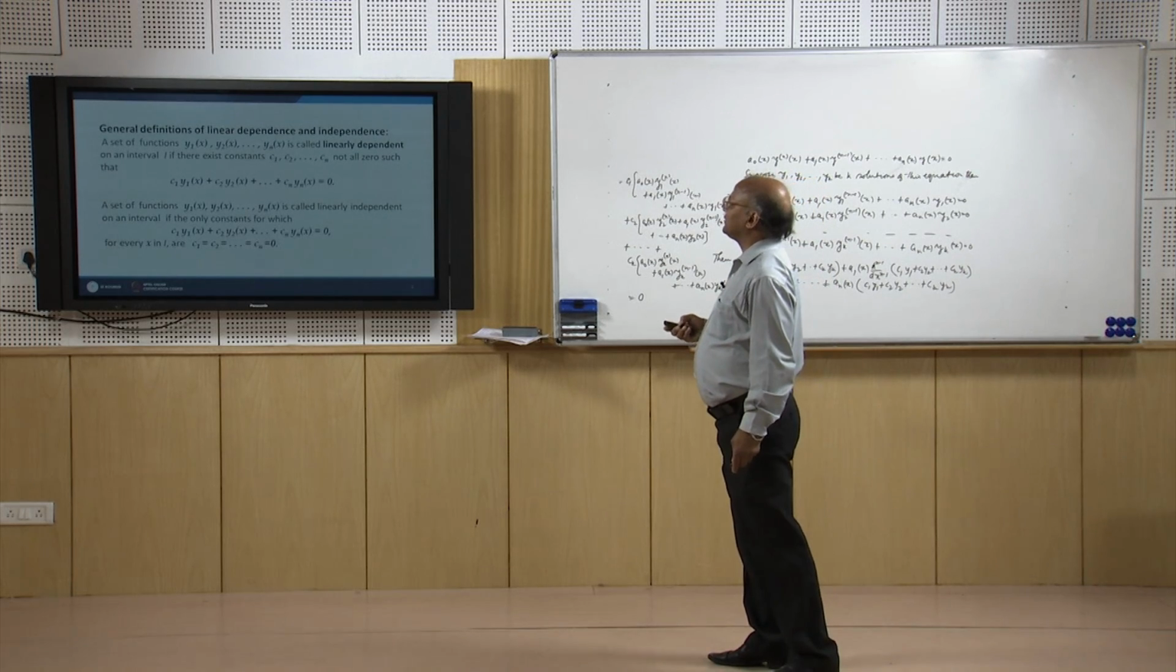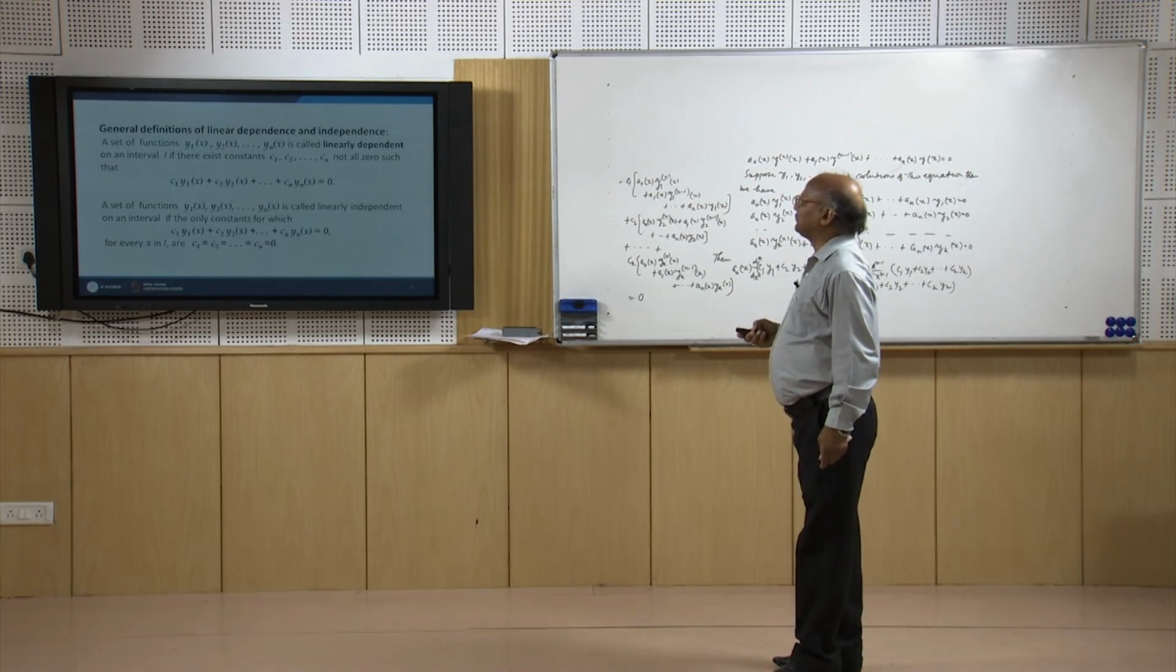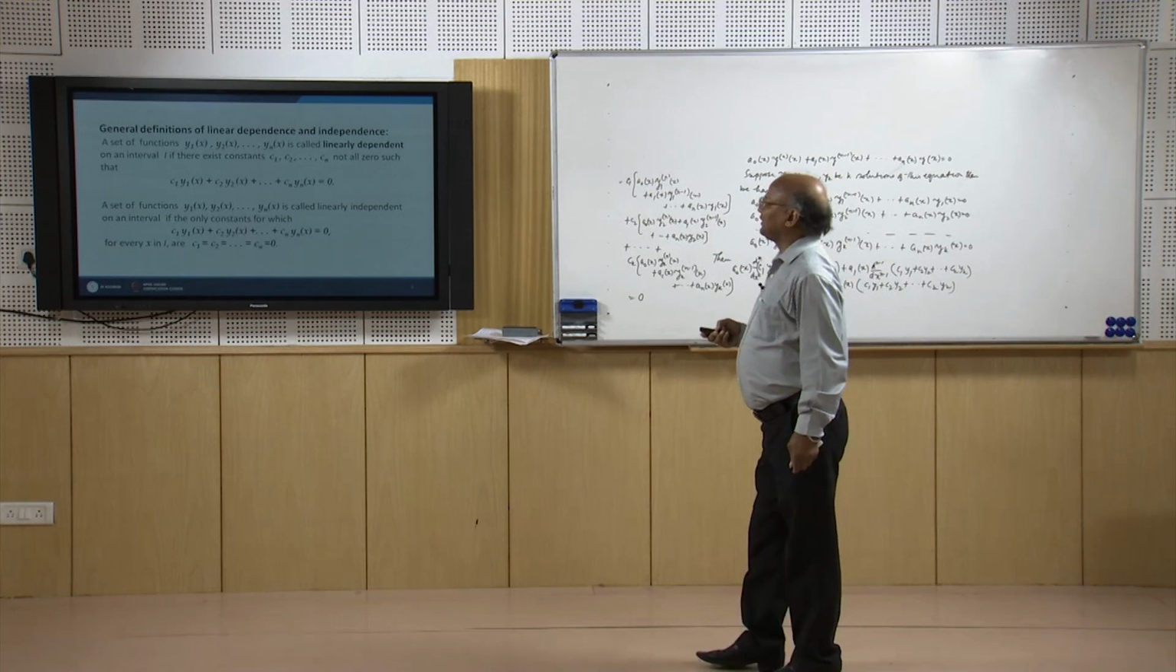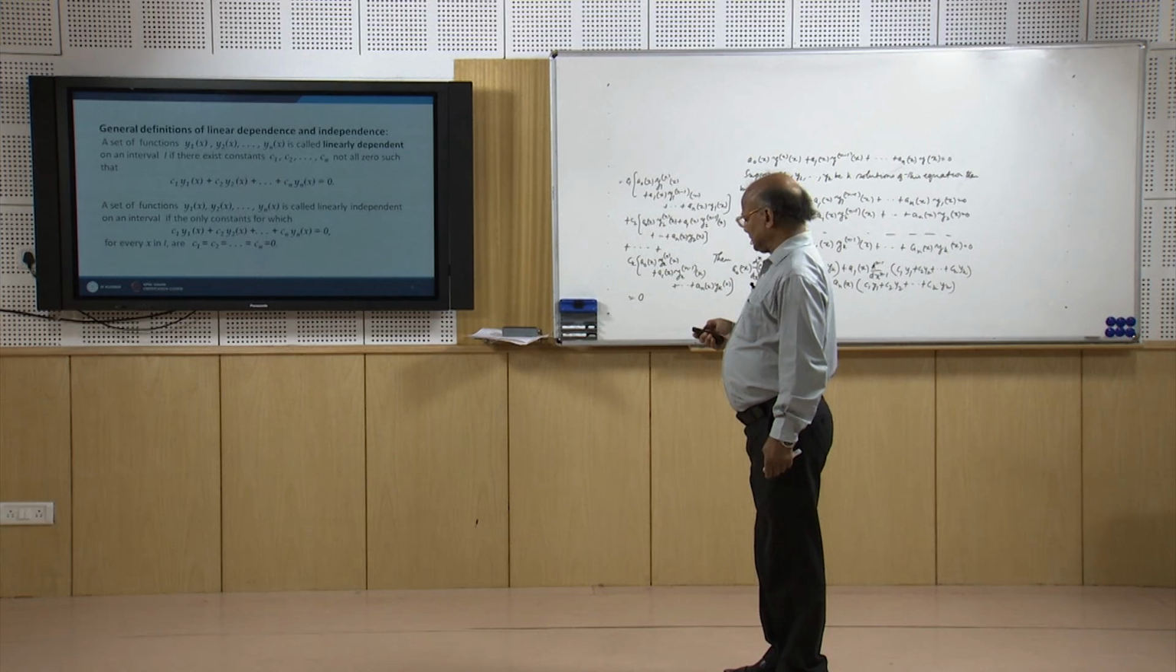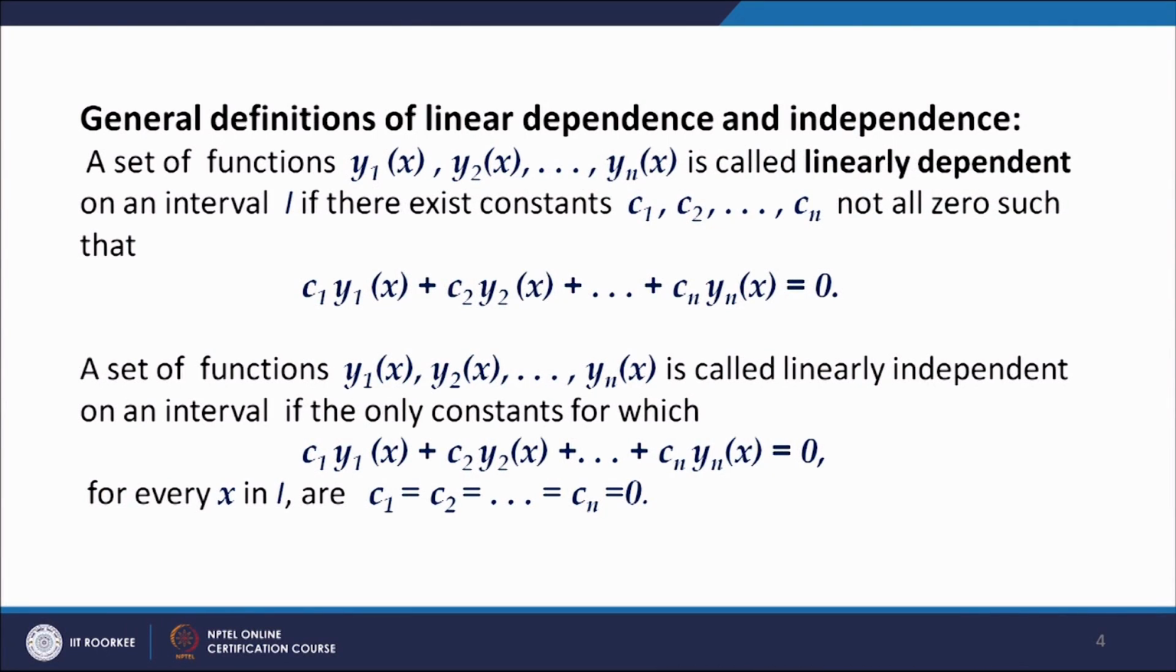Now let us define linear dependence and independence of functions. It is a very important concept in the solution of differential equations. A set of functions φ1, φ2, ..., φn will be called linearly dependent on an interval I if we can find some constants c1, c2, ..., cn not all 0, that means at least one constant must be non-zero, such that c1φ1 + c2φ2 and so on cnφn equals 0.